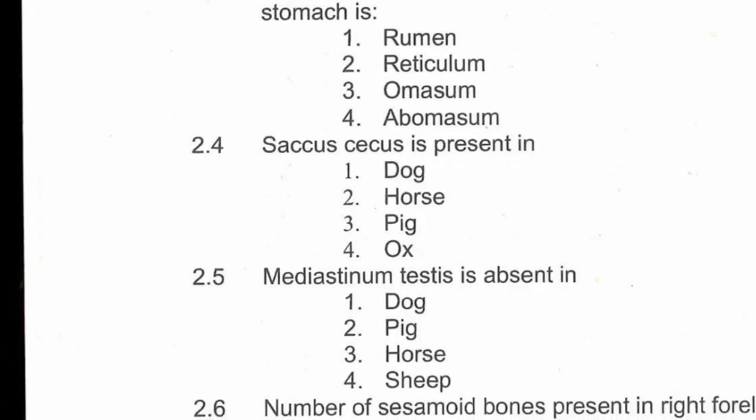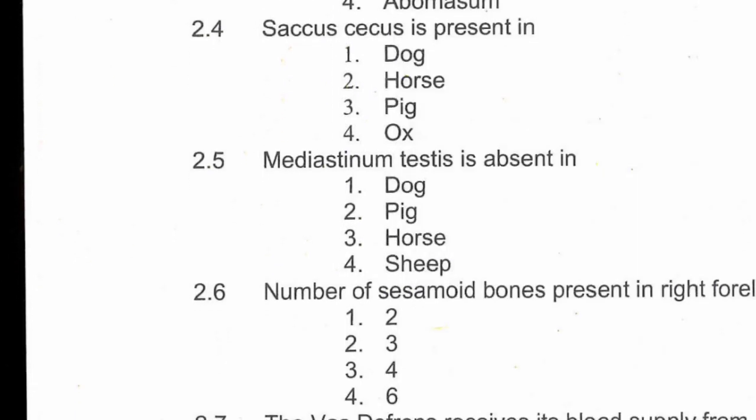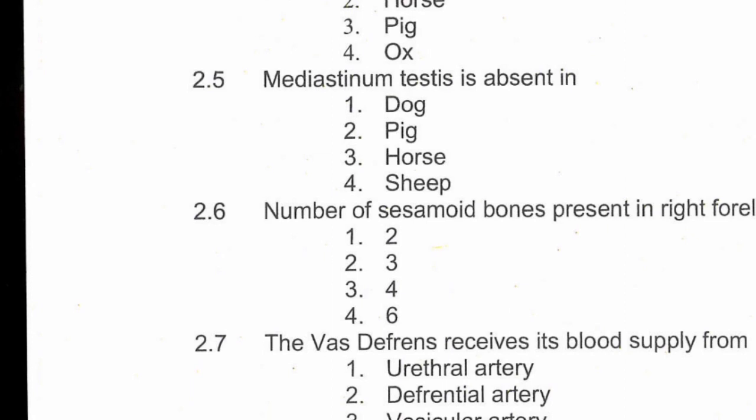Then MCQ number 4 is saccus sicus is present in. Options are dog, horse, pig and ox. And the answer of this question is horse, the second option. Then question number 5 is mediastinum testis is absent in. Options are dog, pig, horse and sheep. Again the answer of this question is horse, option number 3.